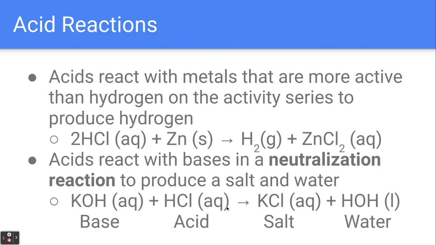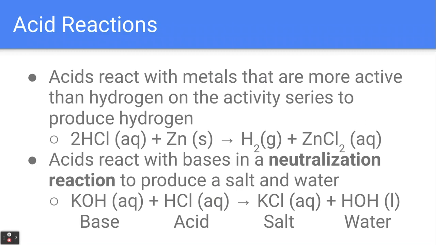So in acid reactions, acids can react with metals that are more active than hydrogen in the activity series to produce that hydrogen. So if we react hydrochloric acid and zinc, we're going to produce hydrogen gas and zinc chloride. We can also have acids reacting with bases.